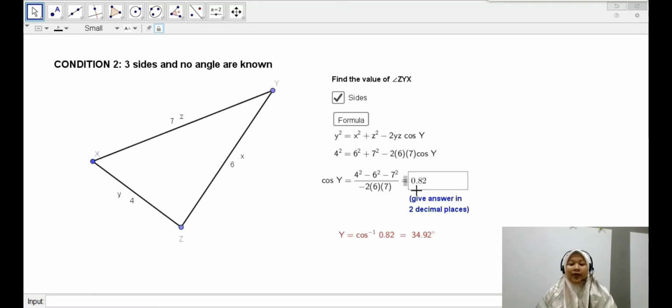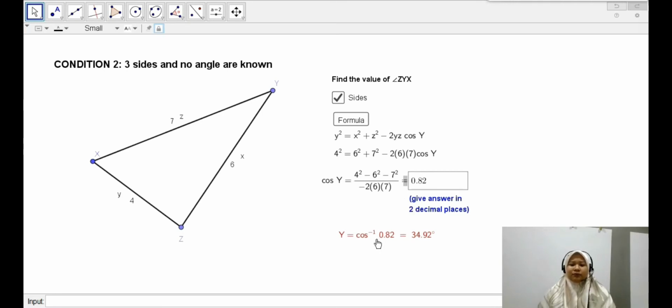Okay, so that is the value for cos y. We only want to find the y, the angle of y. So we have to move the cos to the right hand side. If we move the cos here, it will be cos inverse.